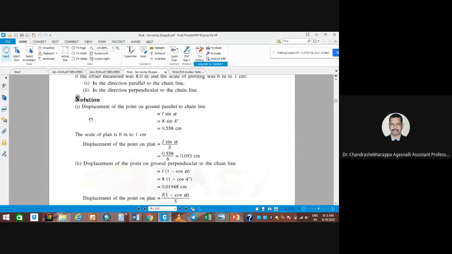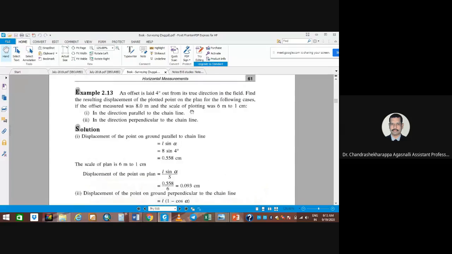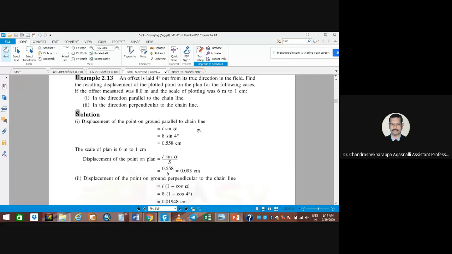So what is the solution for this? The displacement of the point on the ground parallel to the chain line is L sin alpha. Alpha is the angle of deviation. So 8 meters is the measured offset. This is a very simple one. L sin alpha, where L is 8 meters and alpha is the angle. So the displacement is 0.558 centimeters.